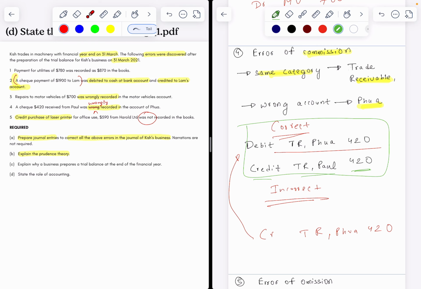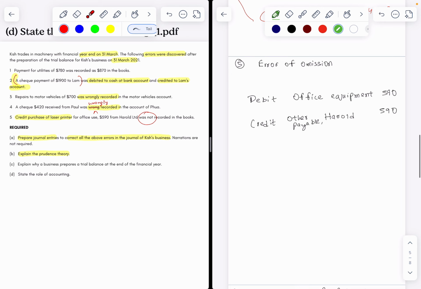All right. So error number 5, credit purchase of laser printer for office use, $590 from Harold Limited was not recorded in the books. So this was not recorded at all. So that is pretty straightforward, which means this is an error of omission. And we just need to record it from scratch. So what we have to do is to increase our assets, which is the printer that we have bought. So we would debit the office equipment by $590.